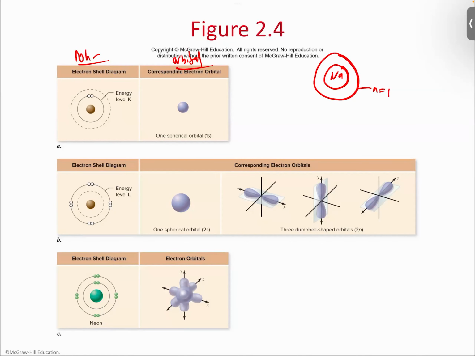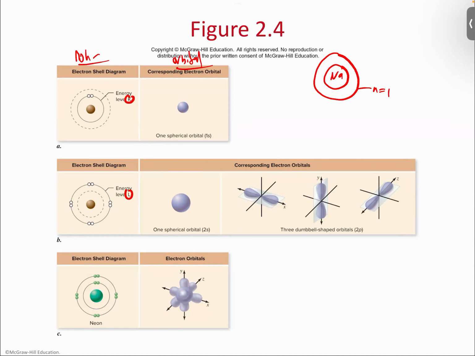Now, in this case, they're using letters K, L, and M, and so forth. I typically use 1, 2, 3, 4 for reasons that are just more about clarity of notation, really, than anything else. Okay, so this represents your first energy level that you have in terms of the electrons here.